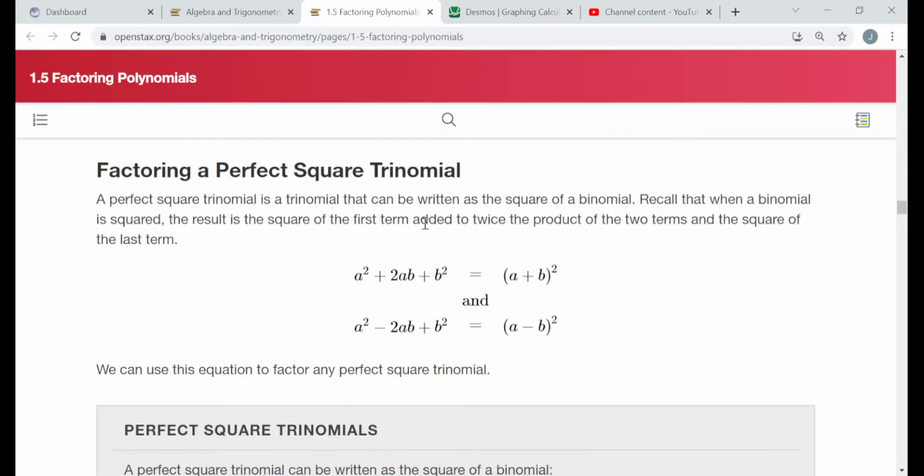I also request that, when I start a new question, you pause the video and try to work it out yourself before watching me do it and comparing. Because if you're just watching me do these things and not practicing yourself, chances are you're not going to learn all that much.